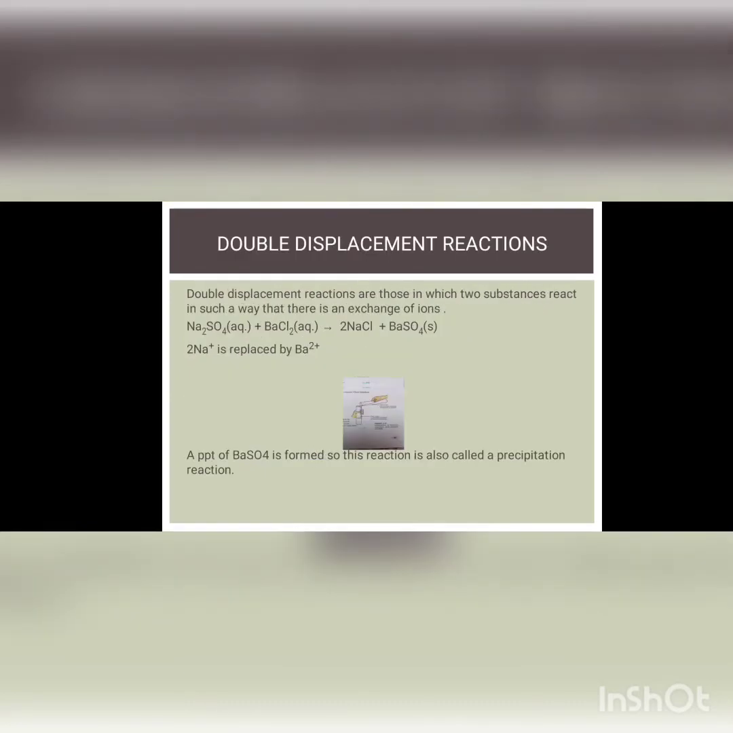Double displacement reactions are those in which two substances combine and there is an exchange of ions. Example: sodium sulfate combining with barium chloride forming sodium chloride and barium sulfate. A precipitate is also going to be formed. Hence, this kind of reaction is also known as a precipitation reaction. The exchange of ions has taken place. That is, sodium has taken the place of barium and barium has taken the place of sodium.